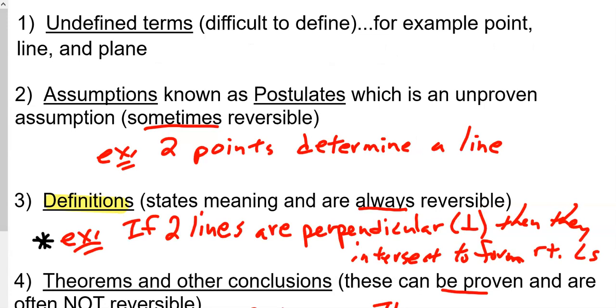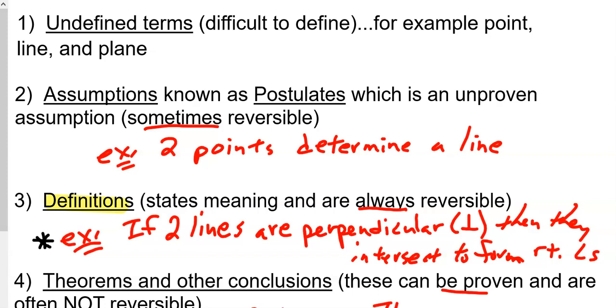All right, so let's dive into these a little bit more. Okay, so undefined terms. These are things that we know, but are very difficult to define. And the best example I can think of, I put a few here, are point, line, and plane. But a point, for example, how do you actually explain a point? Is it just simply a dot, a little, that type of thing? So again, we know what it is when we see it, but it is really hard to define.